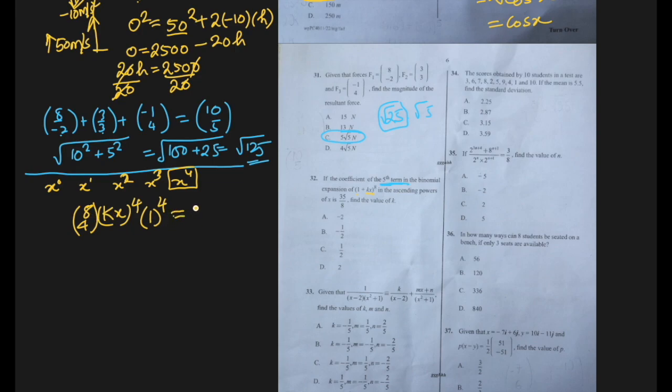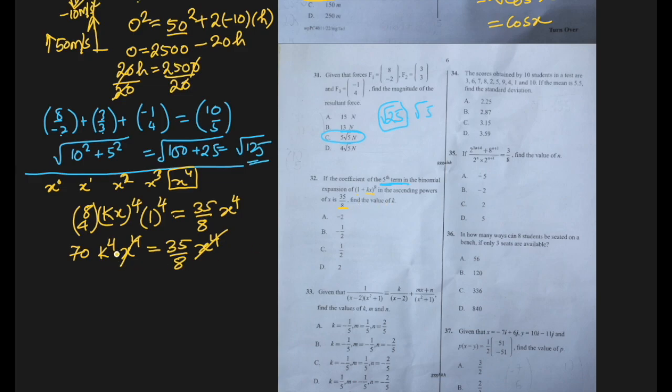And they said it is equal to 35 over 8 x to the power 4. That's what they're saying: the fifth term's coefficient is 35 over 8. Okay, so 8C4 is 70, k to the power 4, x to the power 4. 1 to the power 4 is 1, so no need to write it. Equal to 35 over 8 x to the power 4. Both have x to the power 4, cancel it out. That will ensure that we get k's value.